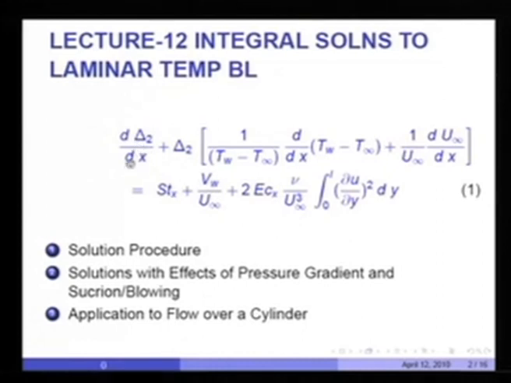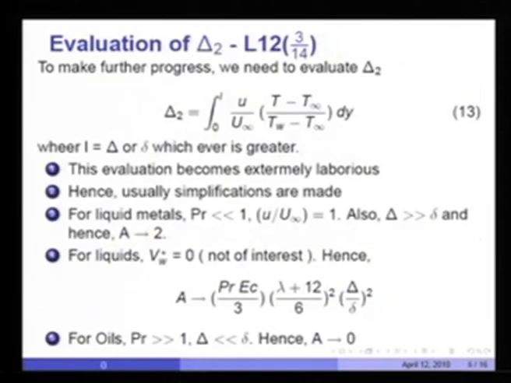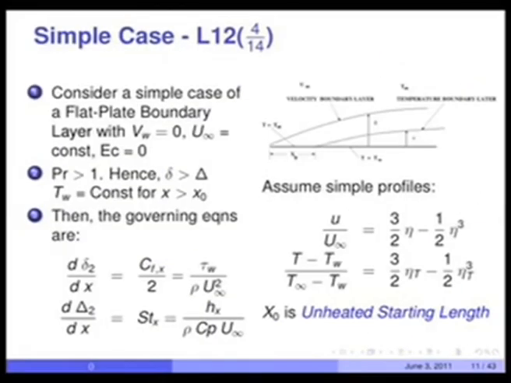So, therefore, d delta 2 by dx would equal Stanton x is the most simple form of the energy equation, and the corresponding velocity boundary layer equation will be d delta 2 by dx equal to C f x by 2, equal to tau wall over rho u infinity squared. I am also going to consider the case of Prandtl greater than 1. So, delta will be bigger than the thermal boundary layer thickness delta T, and I am going to postulate that the constant wall temperature boundary condition T equal to T w starts at x greater than x naught, and T w is greater than T infinity, let us say.